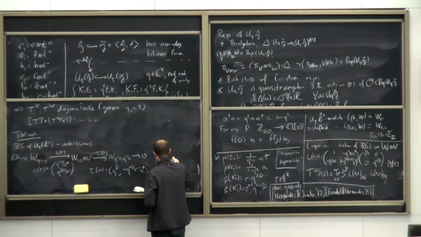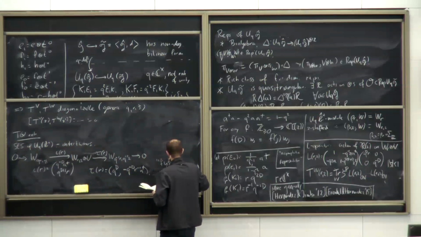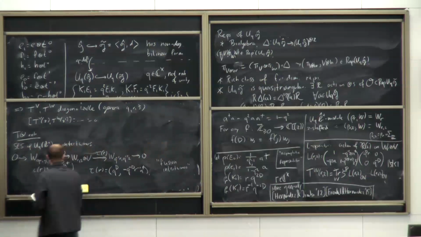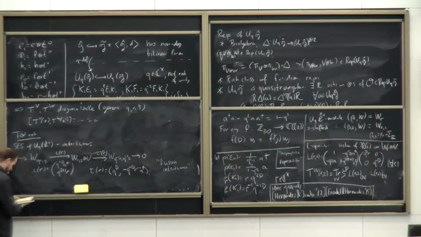So there are also finite dimensional analogs of these intertwiners for representations of UQ sl2 hat. And you can think that you can take the limit as the dimension goes to infinity, and then you get these fusion intertwiners for the upper Borel.